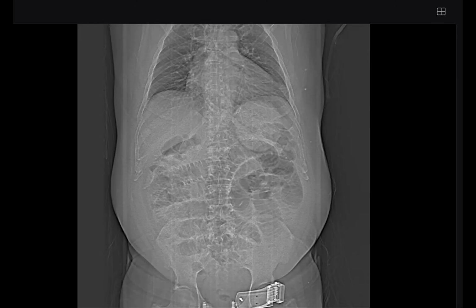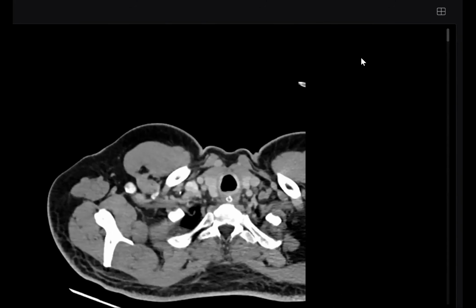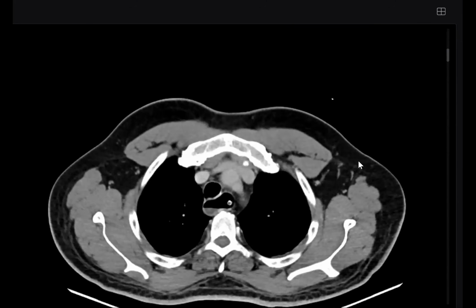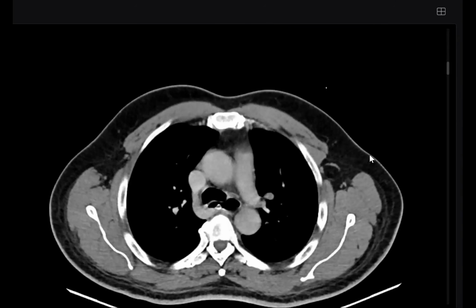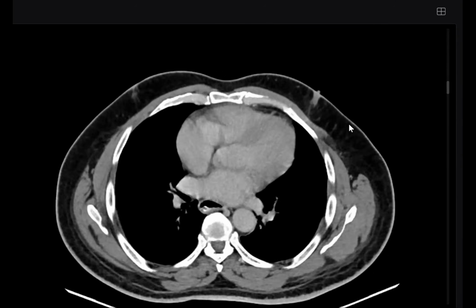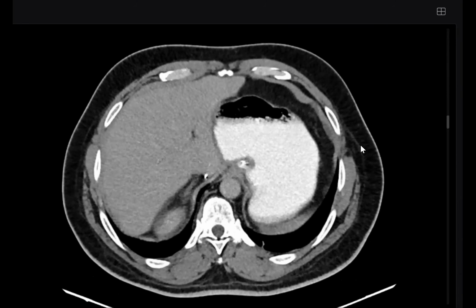Okay, I will give you now. And this started. You can scroll. No need for the chest. Start from the abdomen. Okay, go down. Yes, I can scroll the images. So I would go down to the level of abdomen.